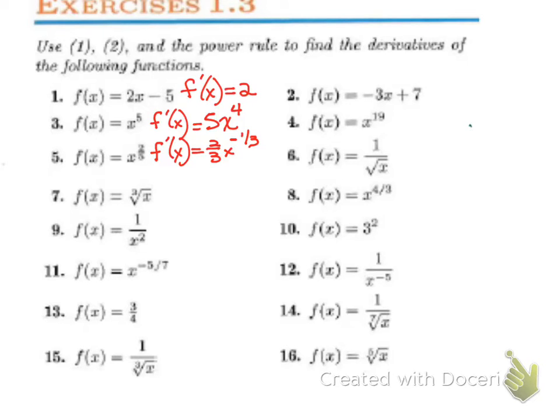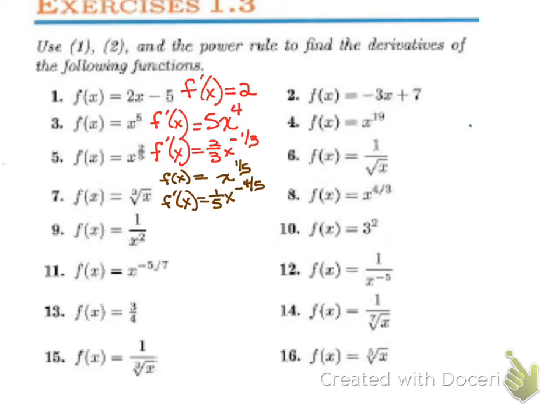Okay, the next one, I'll change color just to give you some contrast. Your first step should be to write this as f of x. Notice I didn't change it yet, so I'm just saying f of x equals x to the 1/5 power. Okay, so that derivative is going to be f prime of x equals 1/5 x to the 1/5 minus 5/5, which is negative 4/5.